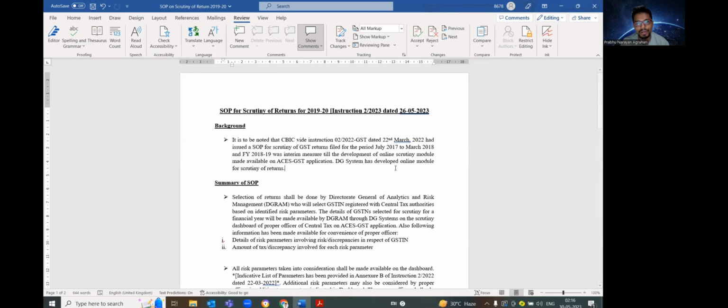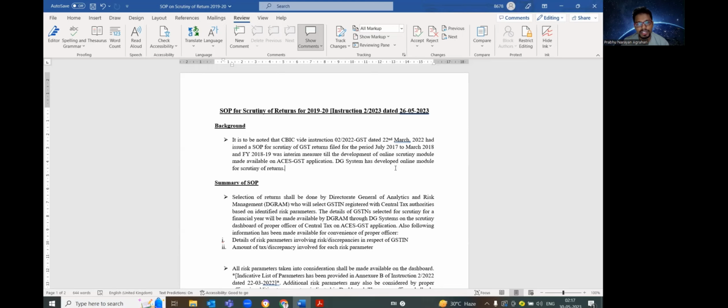First, the background. We will discuss the background of the SOP, and why the SOP is issued. The CBIC had earlier issued instructions via Instruction 02/2022-GST dated 22nd March 2022, an interim SOP, which means that till the development of the online scrutiny module, the earlier instruction is used for scrutiny of the returns.